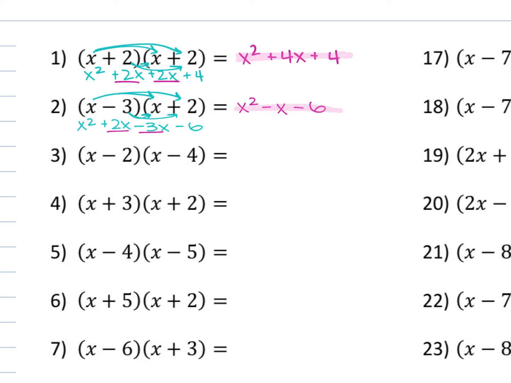For number 3, we have x minus 2 times x minus 4. So we're going to do x times x, which is x squared. x times negative 4 is negative 4x. Then negative 2 times x is negative 2x. And negative 2 times negative 4 is a positive 8. So you combine your like terms of the negative 4x and the negative 2x. This gives you x squared minus 6x plus 8.